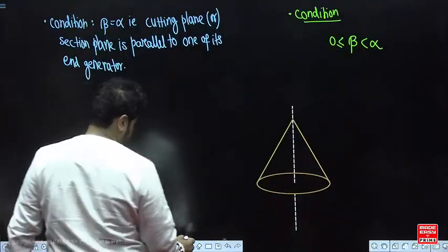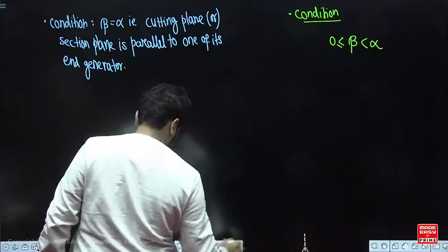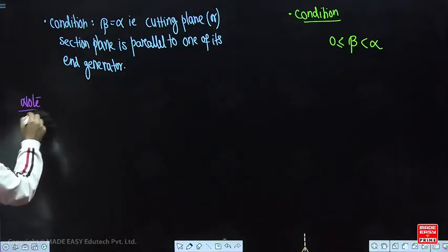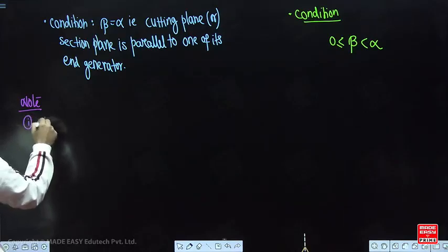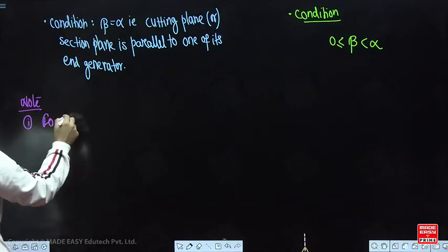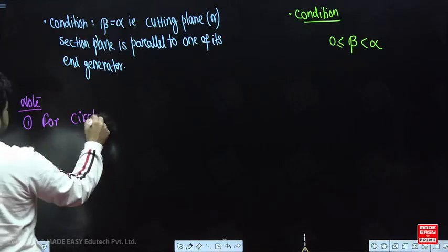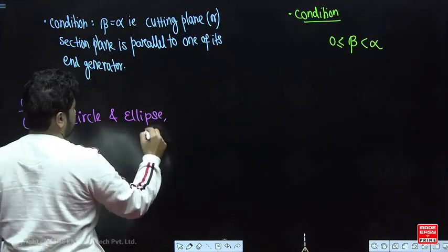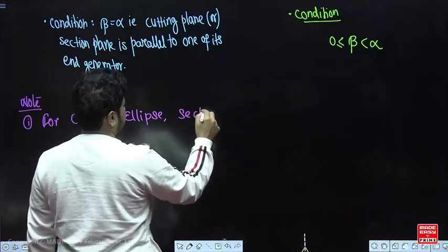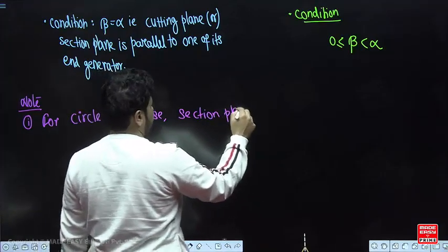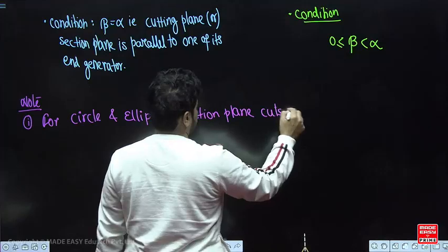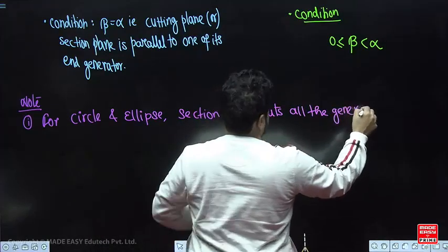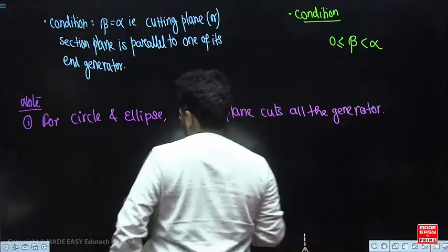So note: for circle and ellipse, the section plane cuts all the generators.